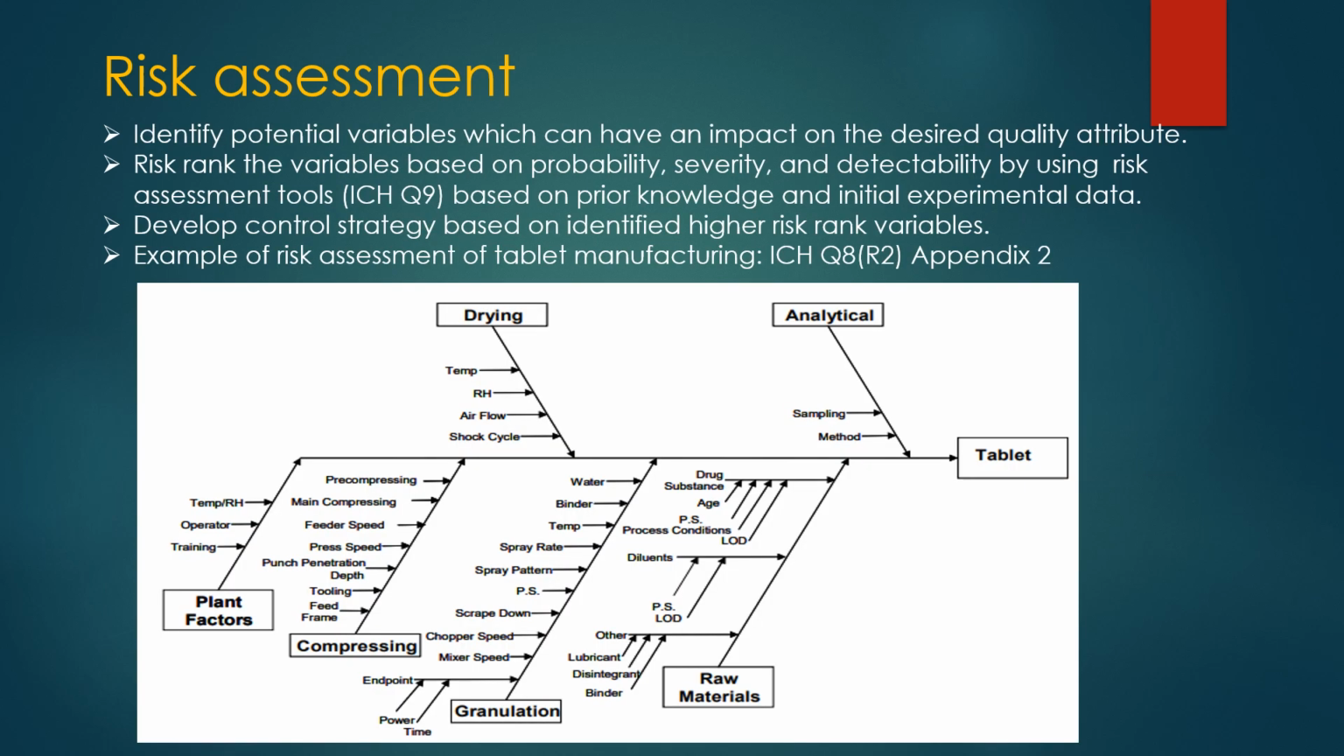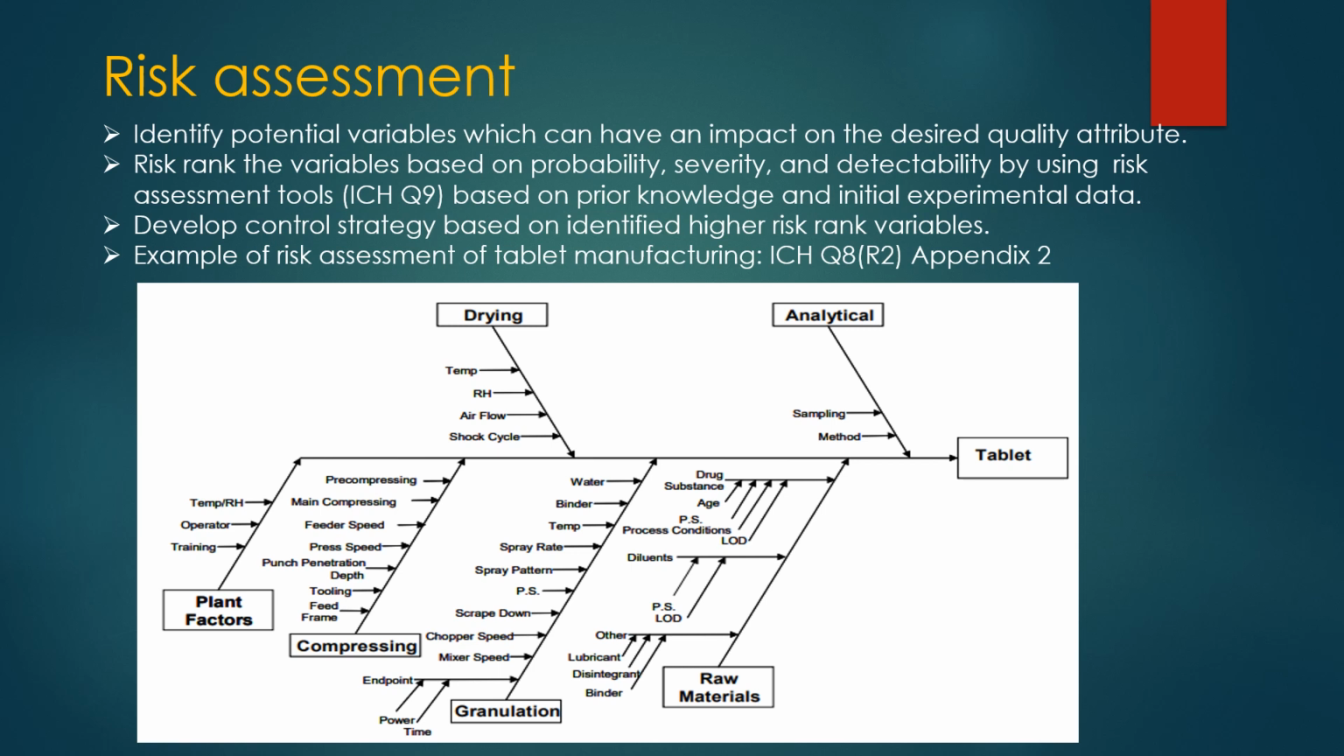One example of a risk assessment tool is the Ishikawa diagram, or fishbone diagram. This tool requires a cross-functional team of experts working together to develop the diagram. It helps to identify potential variables which can have an impact on the desired quality attributes. The variables are risk ranked based on probability, severity, and detectability by using a risk assessment tool such as failure mode effect analysis or similar. It's also based on prior knowledge and initial experimental data. It helps to develop a control strategy based on the identified higher risk ranked variables.